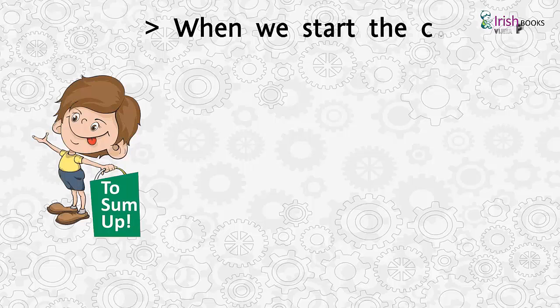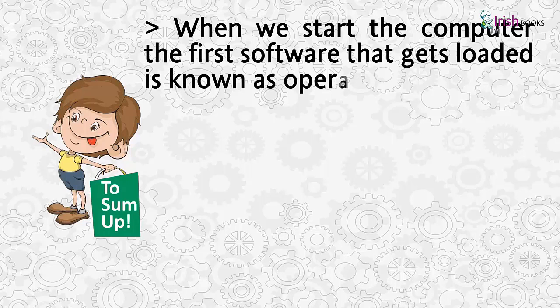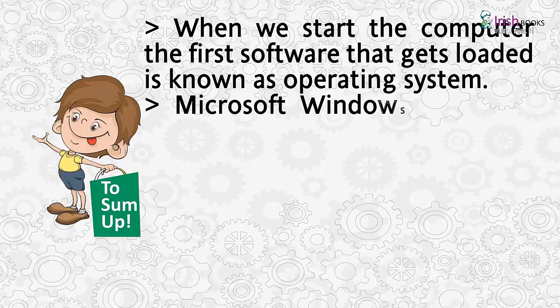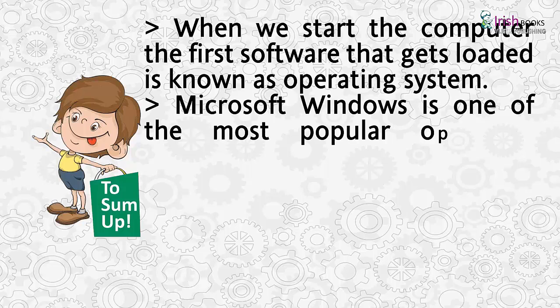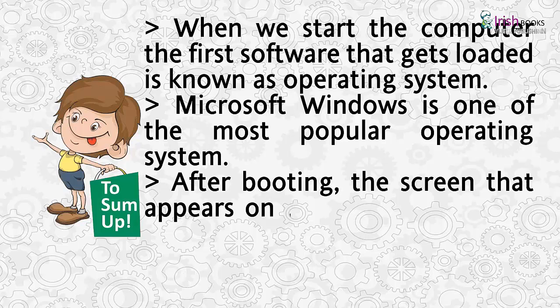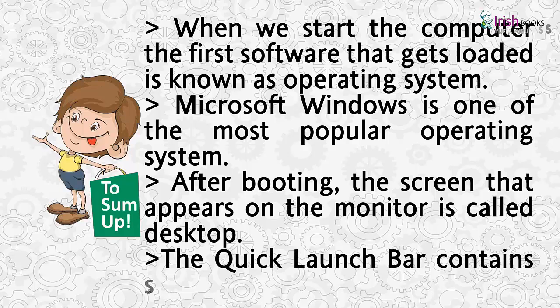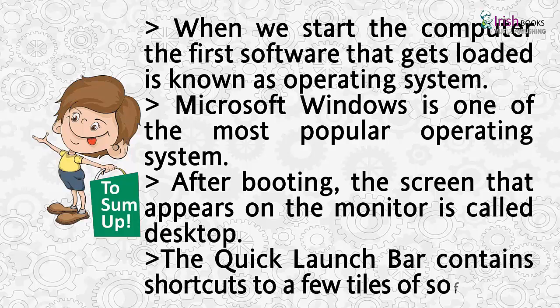When we start the computer, the first software that gets loaded is known as operating system. Microsoft Windows is one of the most popular operating systems. After booting, the screen that appears on the monitor is called desktop. The Quick Launch Bar contains shortcuts to a few tiles of software.